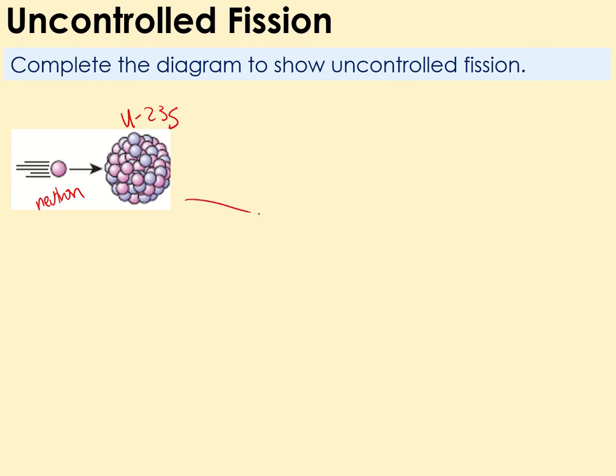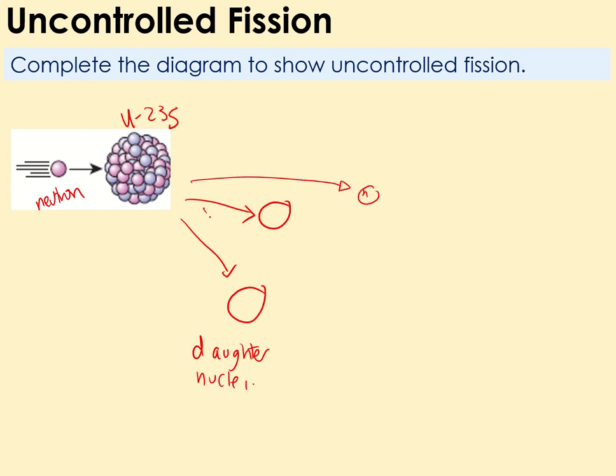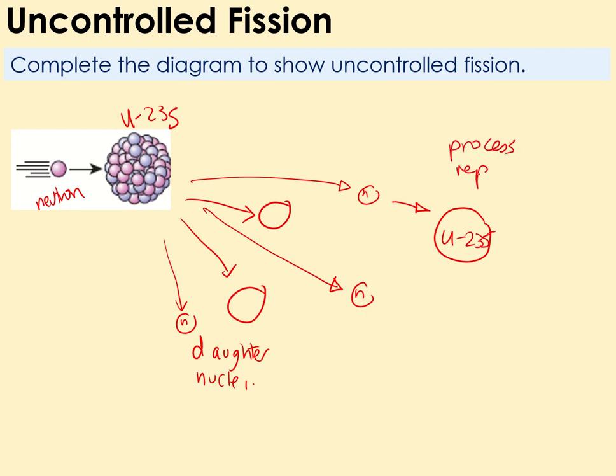uranium-235. First of all, I'm going to draw, coming off, the two big things, which are the daughter nuclei, and I'm also going to draw the neutrons, and then I'm going to show at least one of those neutrons hitting into another uranium-235 to show that the process repeats. Okay, so I've got all the key labels there, and I'm also showing that this process can go on and on.